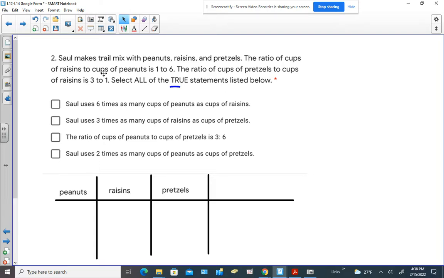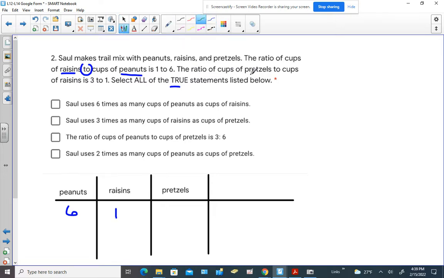It says the ratio of cups of raisins to cups of peanuts is 1 to 6. So 1 has to be the raisin number. Let's put that here. And 6 has to be the peanut number. Why? Because they list this first and they list this first. They list peanuts after the word "to." They list 6 after the word "to." So it's a 1 to 6. So, I put that in the wrong spot. My bad. That goes in peanuts, right? Because it's a 1 to 6, right? 1 raisin, 6 peanuts.